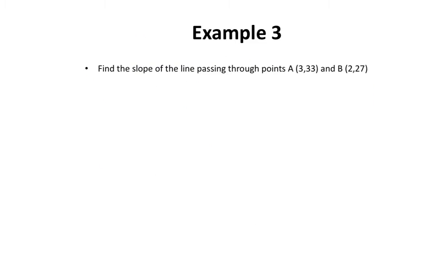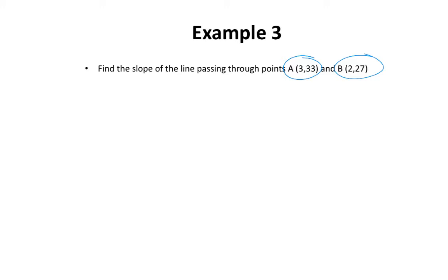At this point, you might be asking yourself, why do I need to use this new equation? Why can't I just use that triangle I've been using all this time? Well, what happens if you're not given a diagram, or if you've been given coordinates that are very difficult to graph, such as these ones, (3, 33) and (2, 27). So in this example, we want to find the slope of the line which passes through these given points.